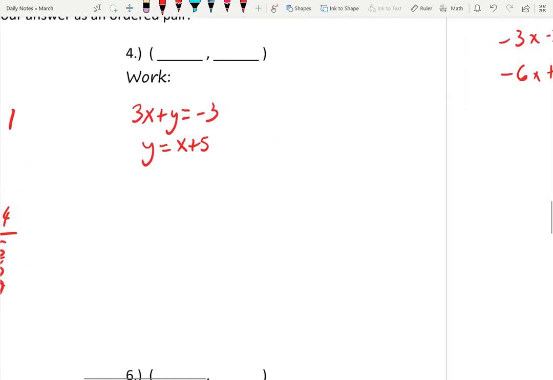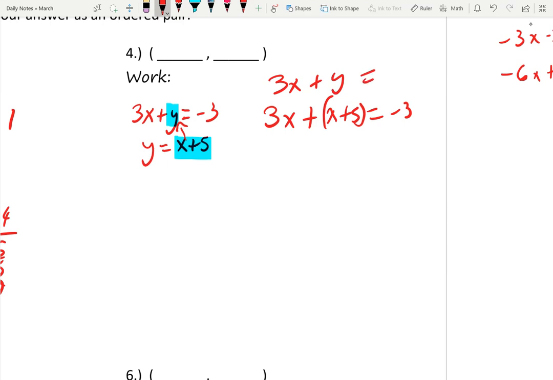Number 4, it's pretty much the same thing, right? We're going to take this y equals x plus 5. Since y is equal to that, we're going to substitute it into y. So this would look like 3x plus y equals negative 3. But remember, we're taking the y out, and in its place we're putting x plus 5. So it used to be 3x plus y equals negative 3, but we took the y out and replaced it with x plus 5.